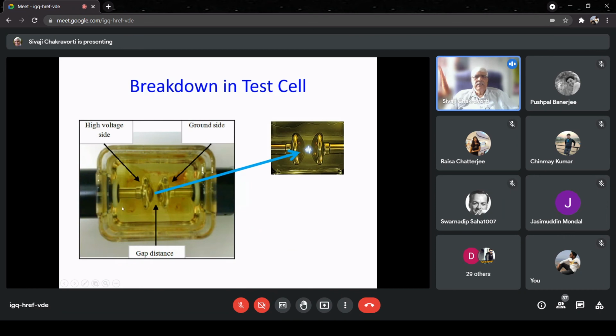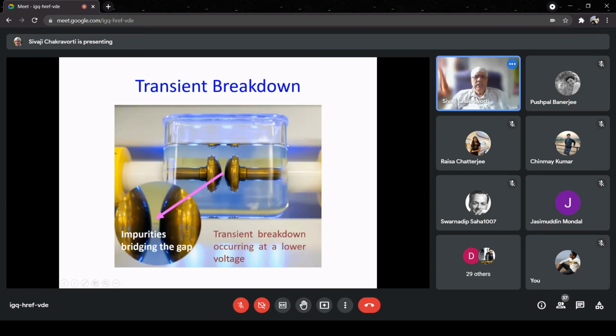Now here is the test cell, where you can see this is not an entire spherical electrode, it's a hemispherical electrode. So this is the live side, this is the earth side, but in our test setup, both are live. One is positive, the other is negative. And we have a 2.5 millimeter gap. The breakdown takes place between the two electrodes. Now, transient breakdown, that's an important aspect.